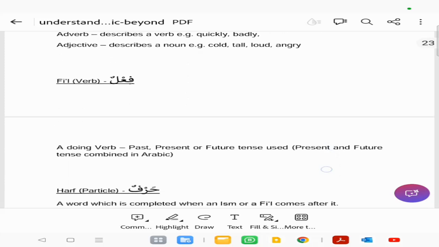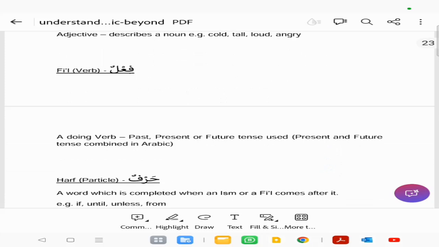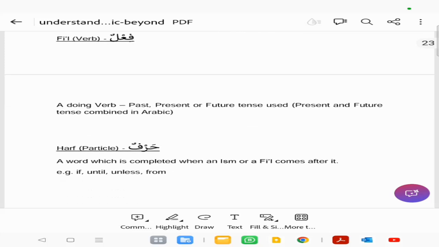And the second type of word is the fi'l, which is a verb, so it's a doing verb. And it has three tenses, so past, present and future tense. But in Arabic, present and future tense are combined. They're always combined in Arabic. Though there are certain ways of distinguishing between the two, generally speaking, present and future tense in Arabic is combined and past tense is separate.